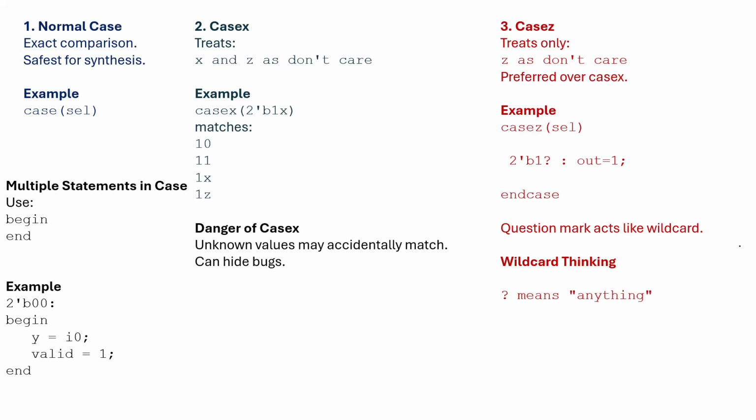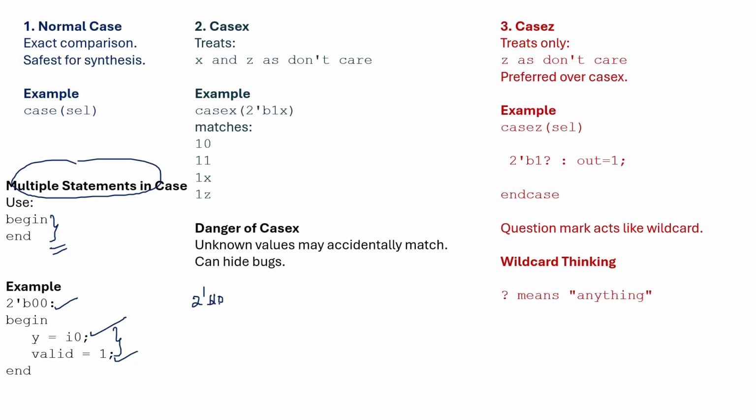And in the case statement, we have other variants like casex and casez. This is the normal case. Here also we can have multiple statements to execute, and for that we go for begin and end. Inside begin and end, for the 2'b00 case, I want to give two values, like the y value, the i0 value I am getting, and also some other valid value.